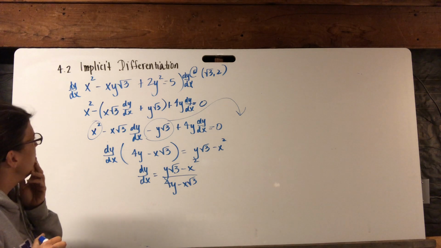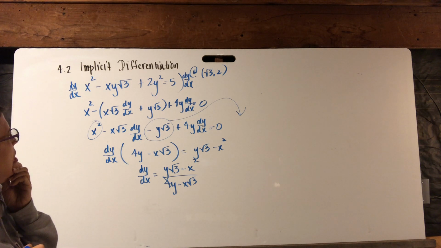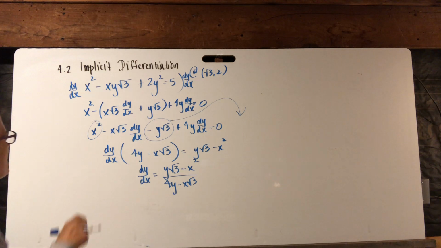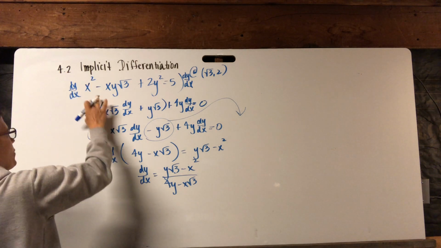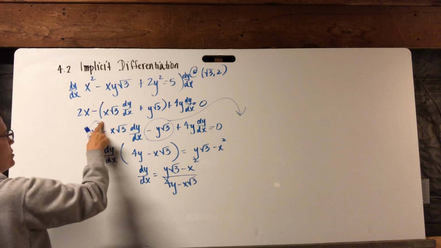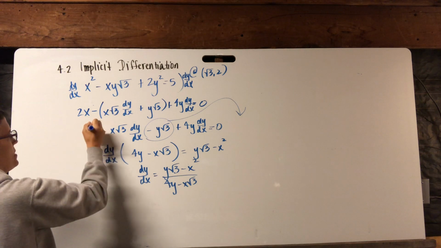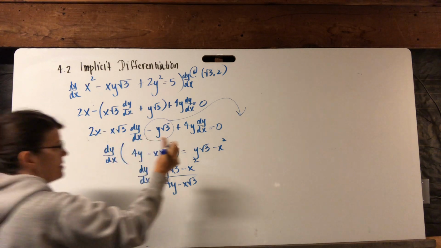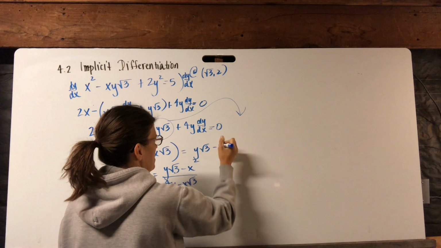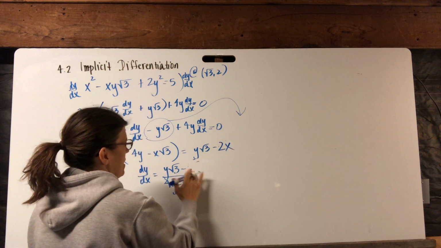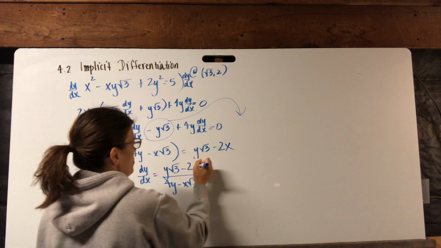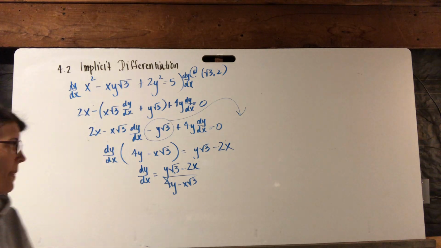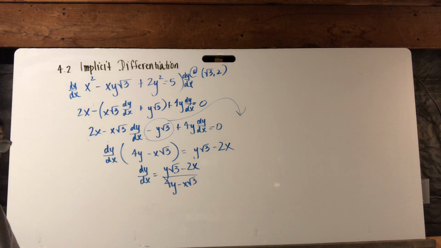Okay, I feel like, oh, this is not right. The derivative of x squared is 2x. This should be 2x. And this should be 2x. Sorry, I missed that all along the way. That would have been a pretty big mistake. All right, here we go.